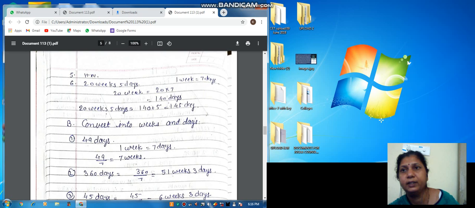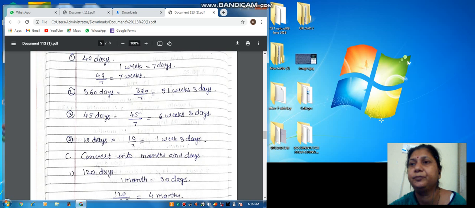Now let's see the sixth example. 20 weeks and 5 days. So 1 week is equal to 7 days. So 20 weeks is equal to 20 multiplied by 7. We get 140 days. Now see here, 140 plus this extra 5, that means 145 days. Okay. Next.